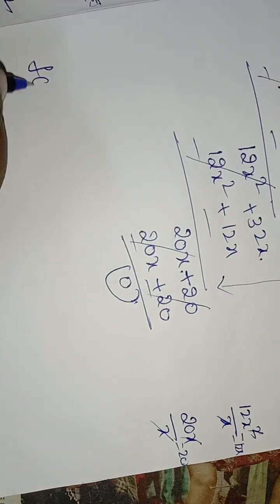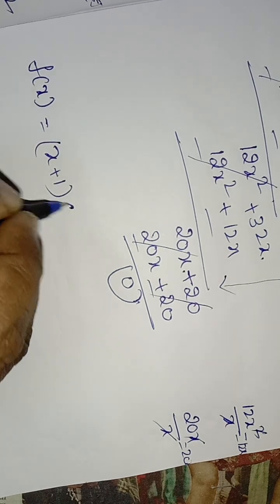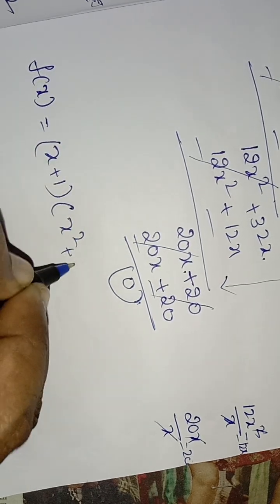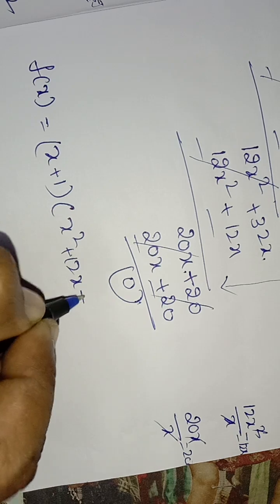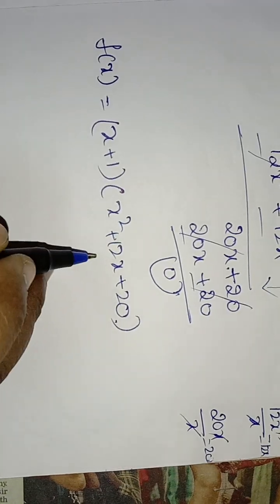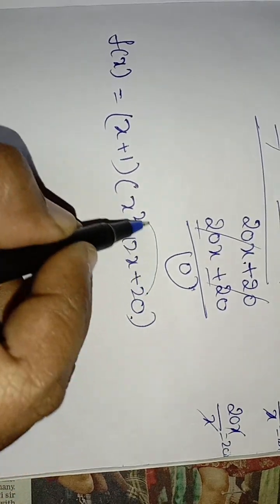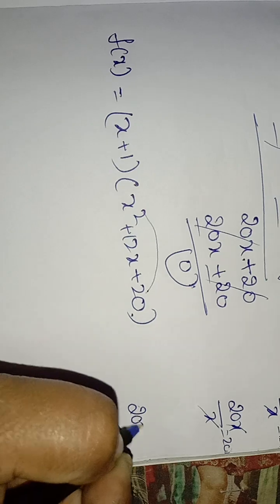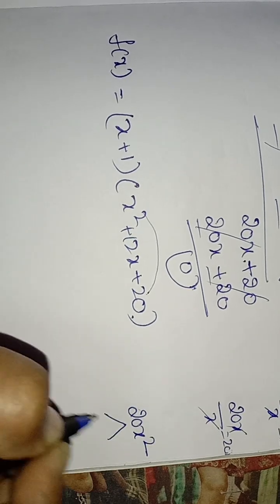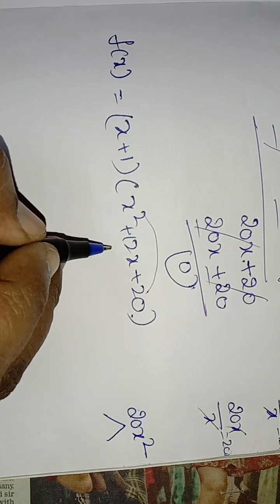So f of x we can write it as the product of x plus 1 and x square plus 12x plus 20. Now we have to factorize again this quadratic equation. So what is our first step? Multiply these two, 20x square. Find the factors for this. If you add the terms, it should be equal to 12x.